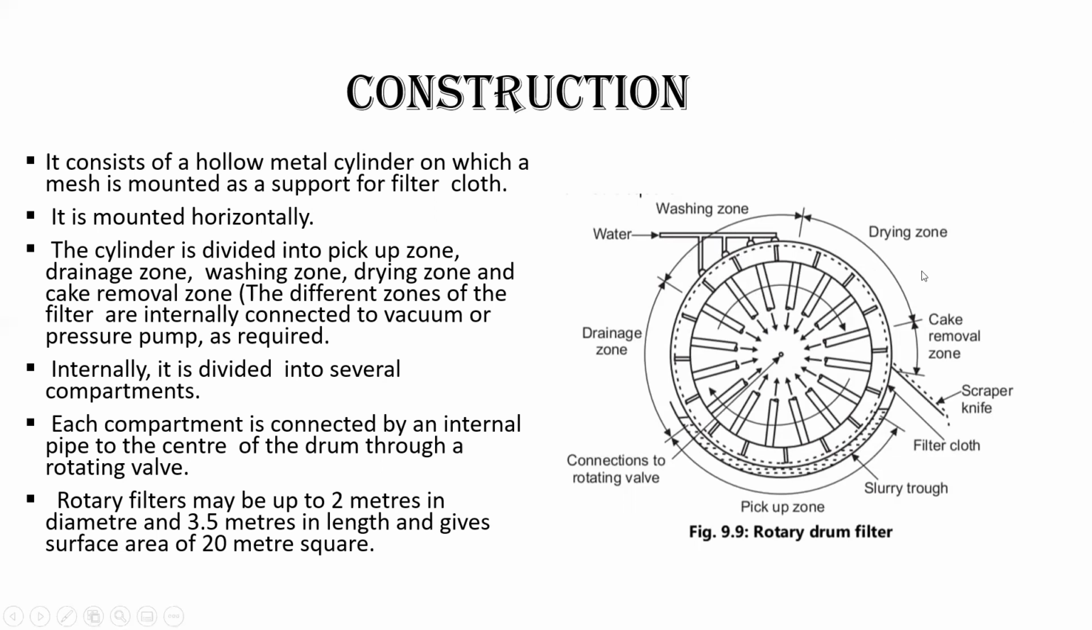After this, the drum will be transferred to the cake removal zone, and at this zone, using a scraper or knife, the cake will be removed from the surface of the drum or filter cloth. At this stage one complete cycle is completed by this rotary drum filter, and then it will be transferred for the next cycle of filtration. So this is the working of this rotary drum filter.